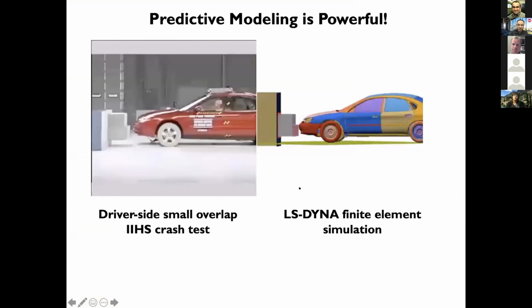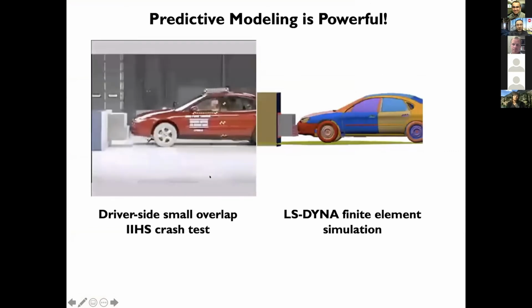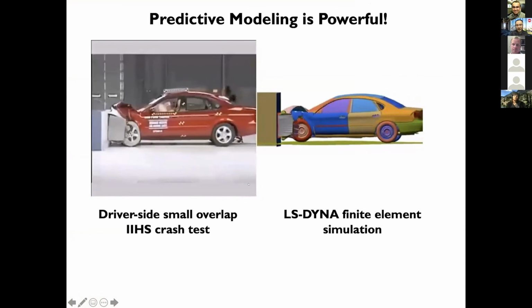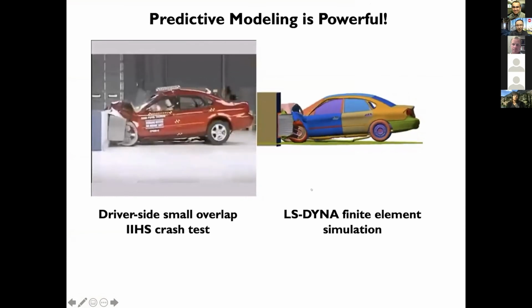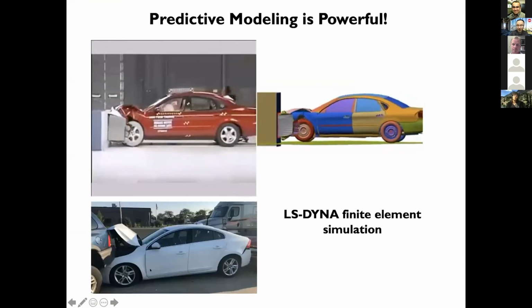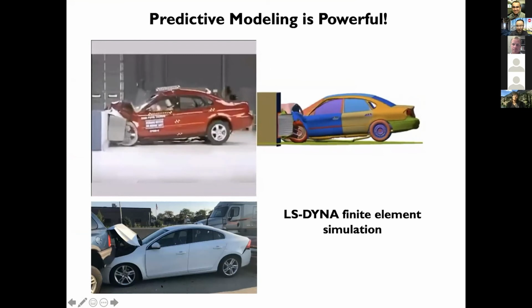So let me show you one example. Computation can be very important. For example, this is a simulation of a car crash from a small overlap impact. You can help the car designer make it safer. It's really important because it actually turns out this is my car, which happened last year. So it helps save lives.